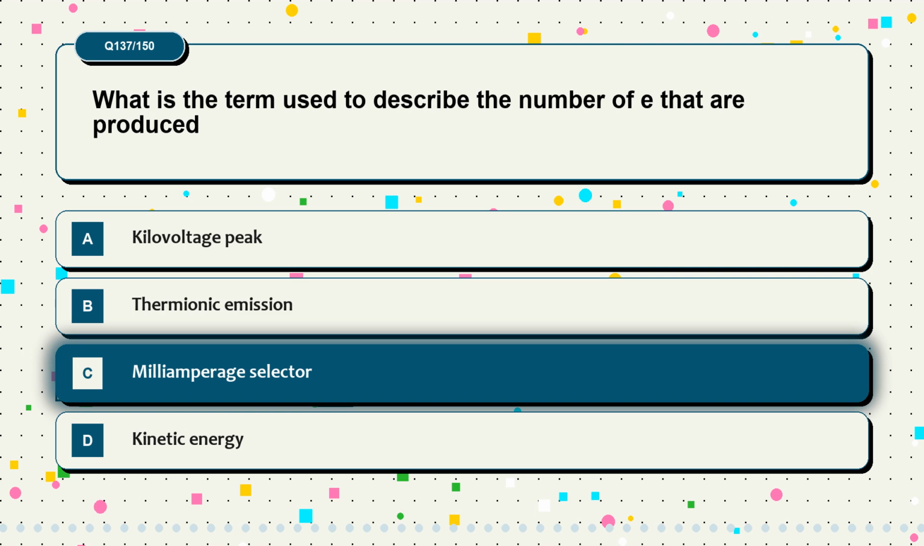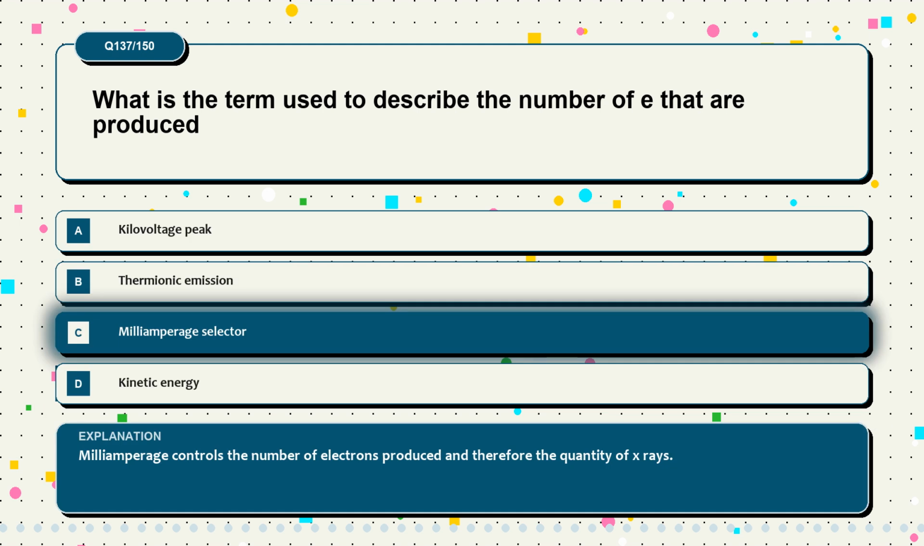The correct answer is option C, milliamperage selector. Milliamperage controls the number of electrons produced and therefore the quantity of X-rays.